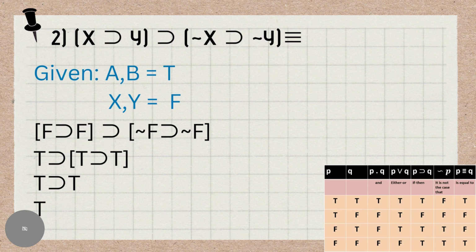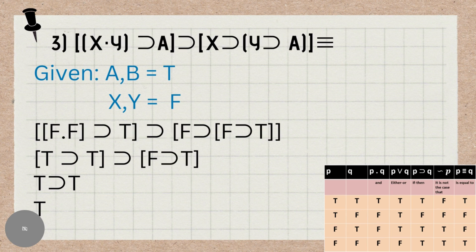On the left hand side in the bracket we have F inference F. From the truth table we know other than TF values every value will be true for inference. So F inference F is true. The second step, T inference T. In the bracket, TT will be T. Only TF values we have false. So T inference T is again T. So this compound statement is true.